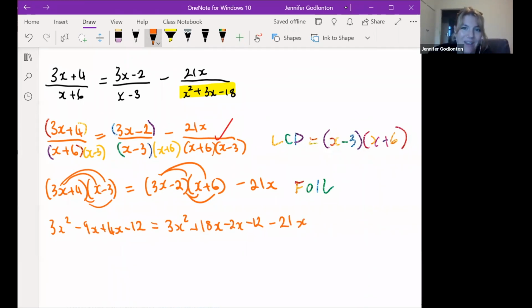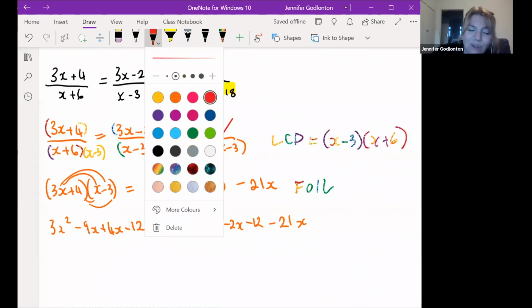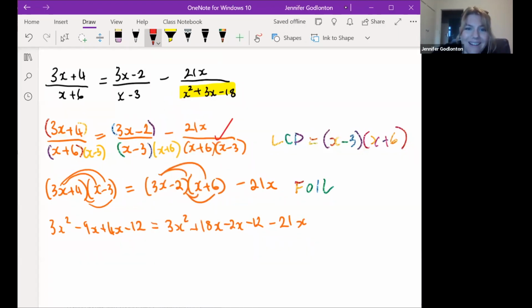Okay, so mark-wise, so far you would have gotten a mark for doing that factorization. Then you would have gotten a mark for showing that you knew to multiply that by x minus 3 and that you knew to multiply that by x plus 6. You'd get a mark for doing the correct FOIL there and a mark for doing the correct FOIL there.